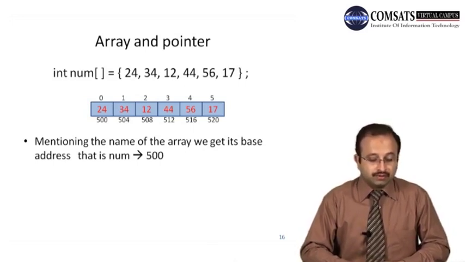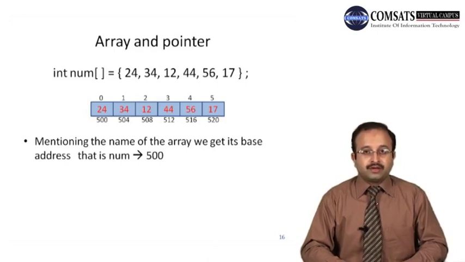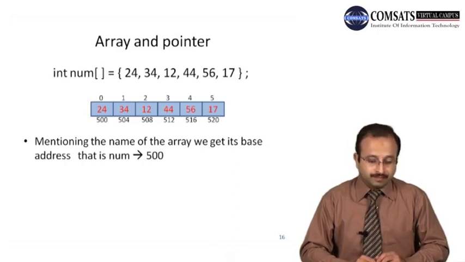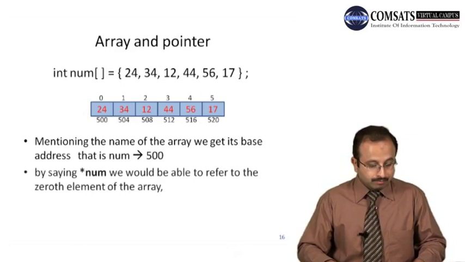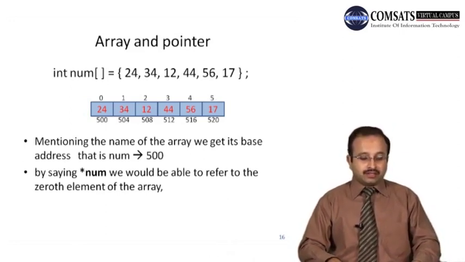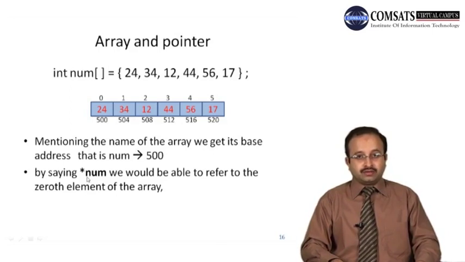So num is actually equal to &num[0]. Let me repeat it. So num is actually equal to &num[0]. So the base address, we can write it as &num[0], or we can write it just as num. So that is the base address. By saying *num, we would be able to refer to the 0th element of the array. So * means value at address. Num is 500, so we can read it as value at address 500. So that value is 24. So *num is equal to num[0].